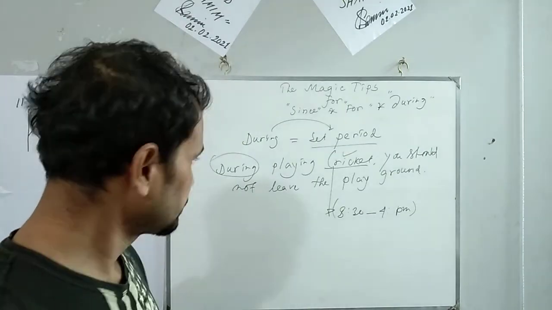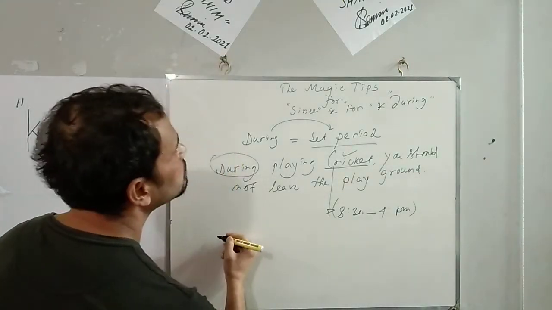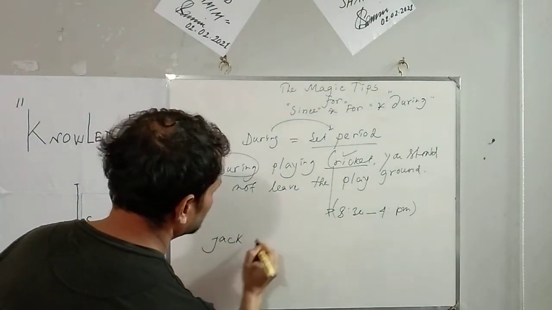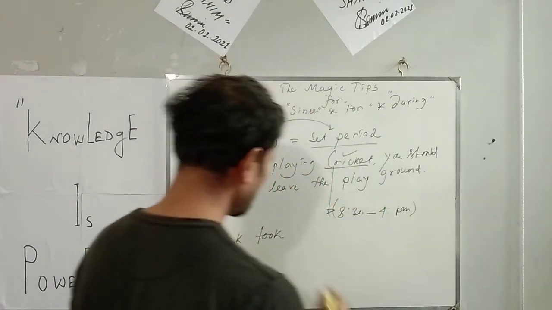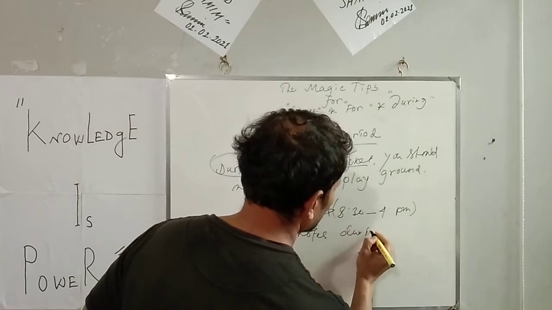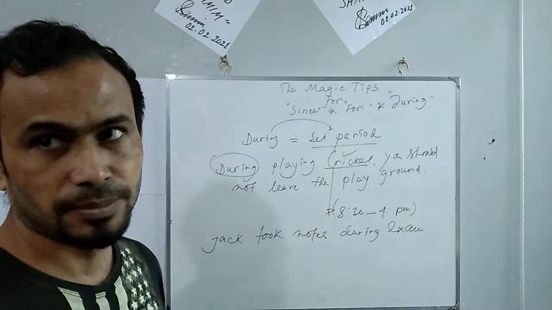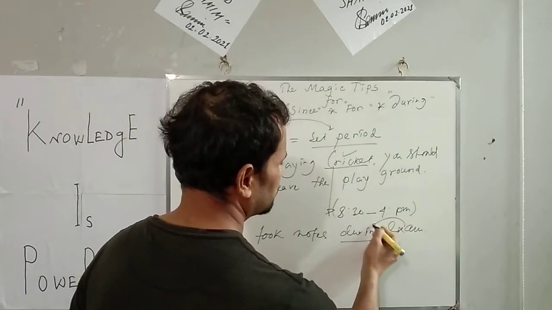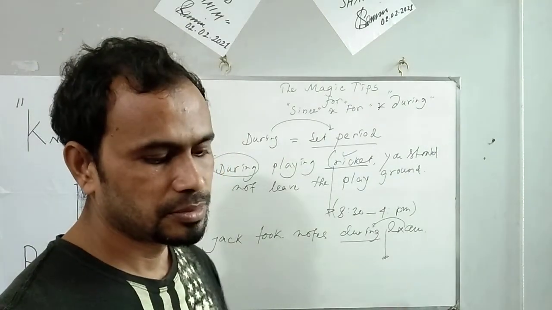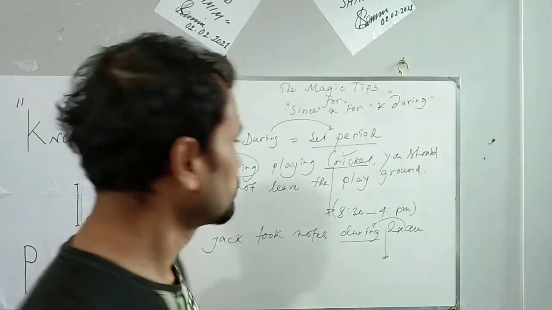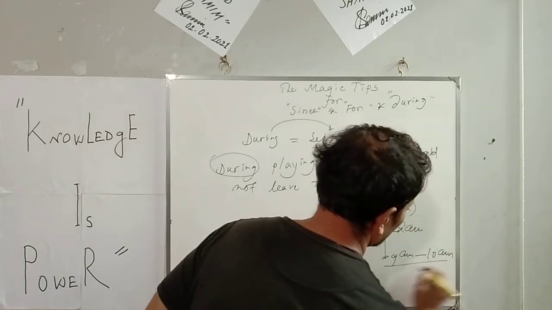So next sentence: Jack took notes during exam. Jack took notes during exam. So during we use before exam. Exam is a set time. It's about 9 a.m. to 10 a.m. So it is a set time.